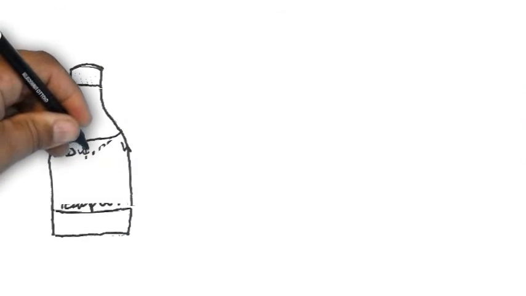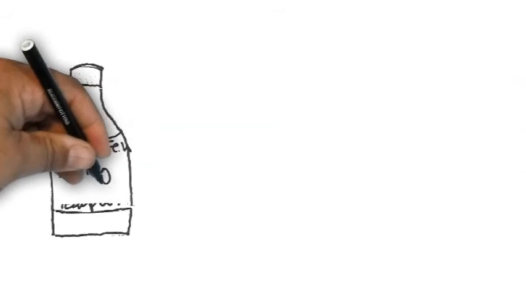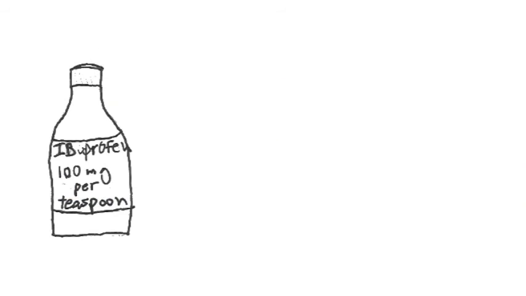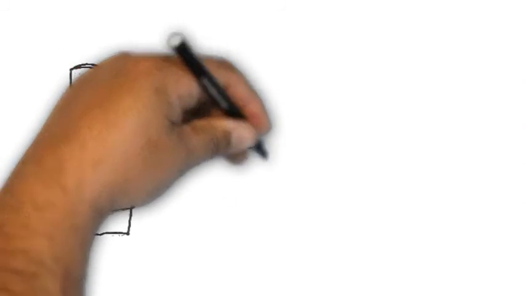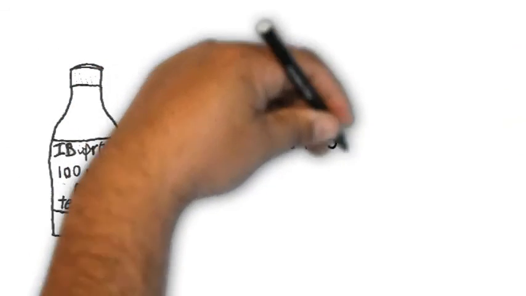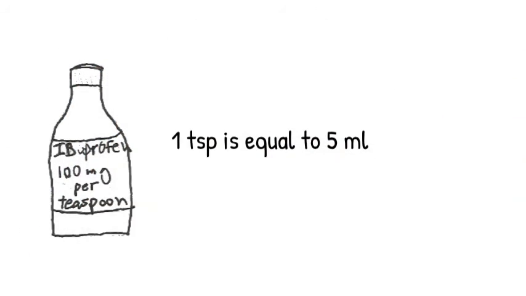And as you can see, the concentration is 100 milligrams in 1 teaspoon. As a nurse, you will never measure your medication out in teaspoons. 1 teaspoon is equal to 5 mLs. Therefore, we know the bottle is saying that we have 100 milligrams in every 5 milliliters.